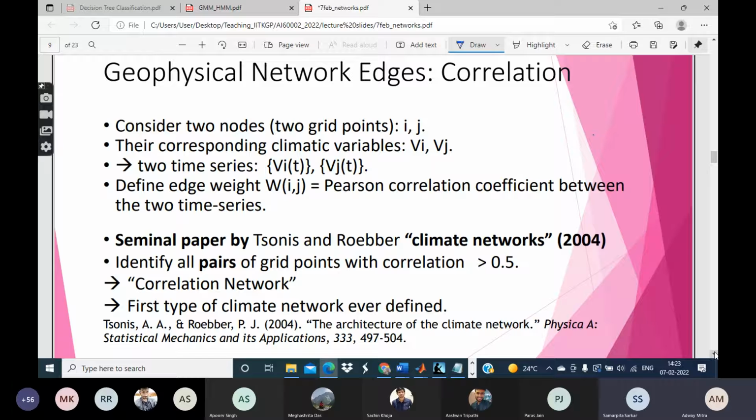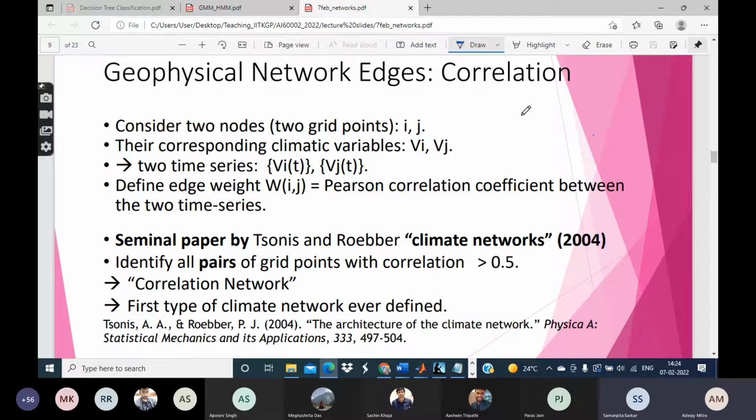The network becomes really interesting only when there is some kind of dynamics involved, where something is flowing, something is changing, some new edges are being created, some old edges are disappearing, and things like that. So a different way of defining these edges is what happens in the case of a correlation network.